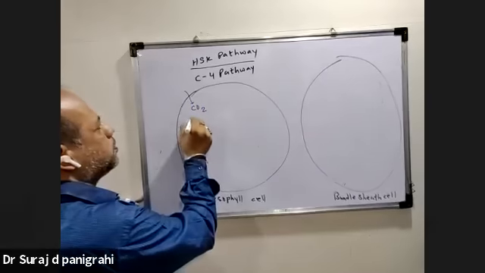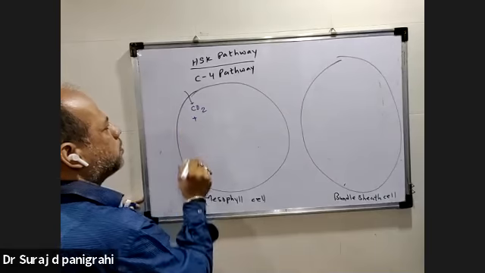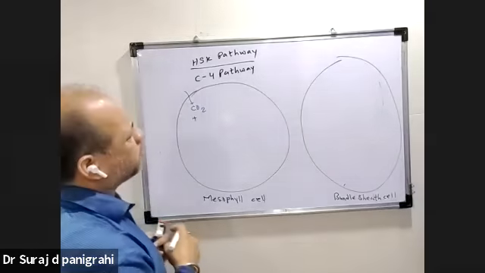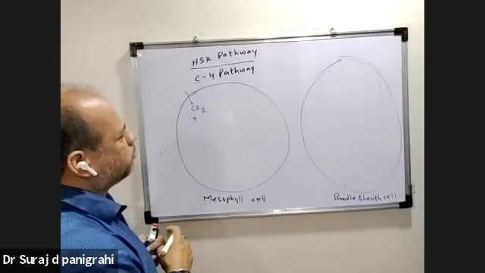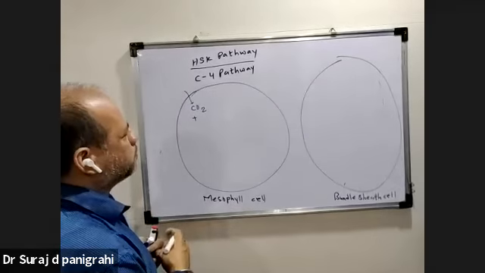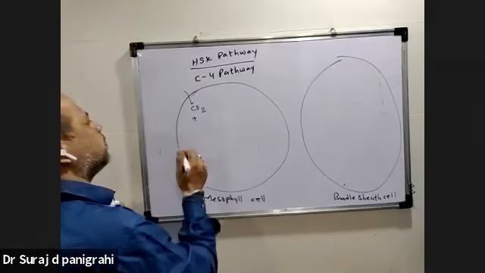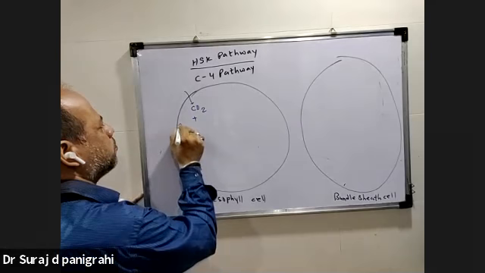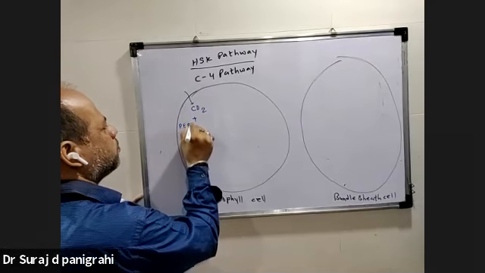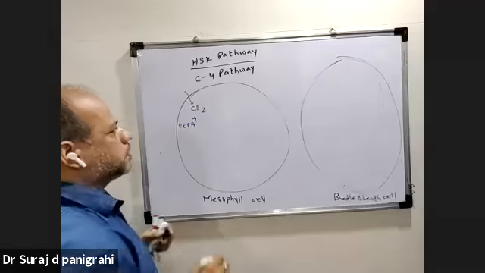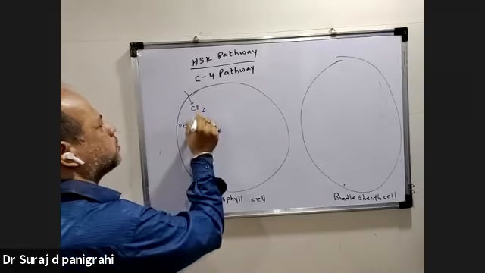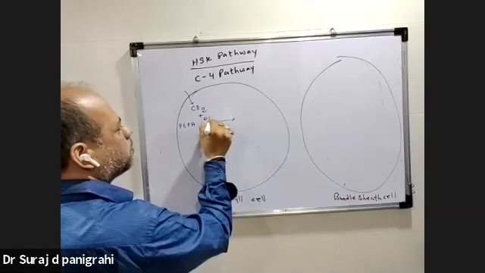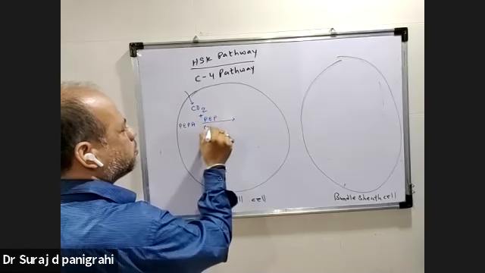In the mesophyll cell, the CO2 reacts with phosphoenol pyruvic acid. Who reacts with phosphoenol pyruvic acid? CO2, in presence of enzyme PEP carboxylase. PEP carboxylase.